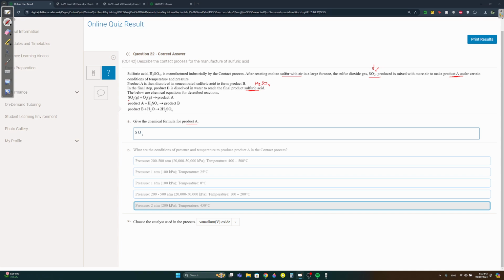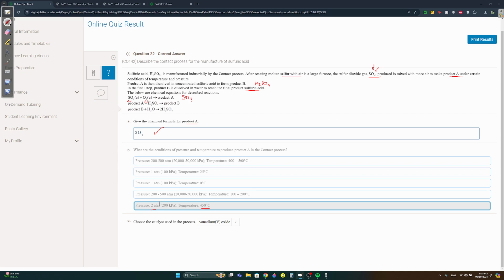They want to know what product A is. If you are reacting SO2 plus O2 in the contact process, what do you get? SO3. This should actually be a double arrow, but anyway. What are the conditions of pressure and temperature? It should be 2 atm and temperature 450 degrees Celsius, right?